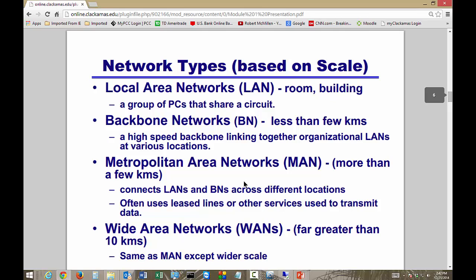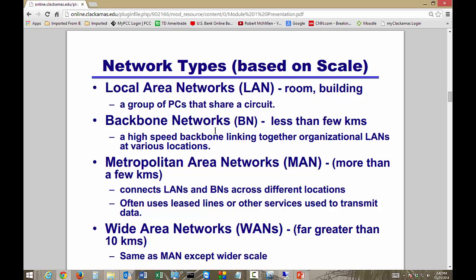There's a couple different ways to do it, but ultimately the switch is where everything is connected. Let's talk about the network types. You've got the local area network, which I just showed you, and that is typically in an office, but it could also be in a home or other area where that's all self-enclosed. Then you've got backbone networks. Those are less than a few kilometers. It's a high-speed backbone linking together different LANs at various locations.